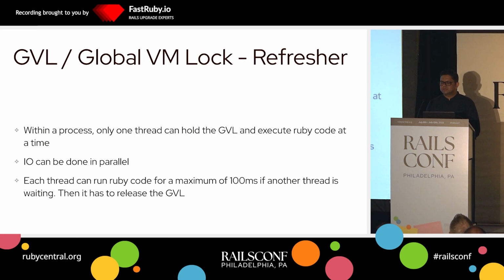As a quick refresher, Ruby's threading model has 3 key characteristics. First, within a process, only one thread can hold the GVL and execute Ruby code at a time. Second, I/O operations are the exception. A thread releases the GVL before a blocking I/O call. And third, Ruby implements preemptive scheduling. So a thread can't hold the GVL for more than 100 milliseconds if another thread is waiting for the GVL.